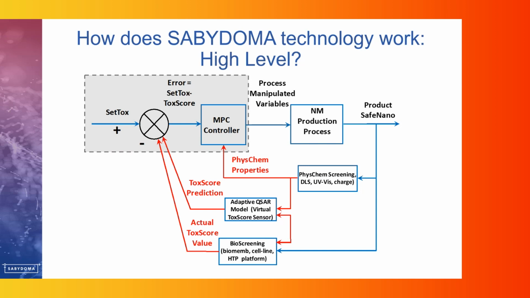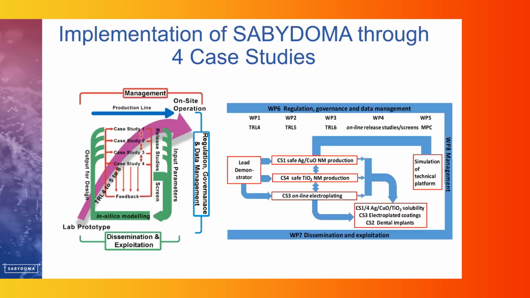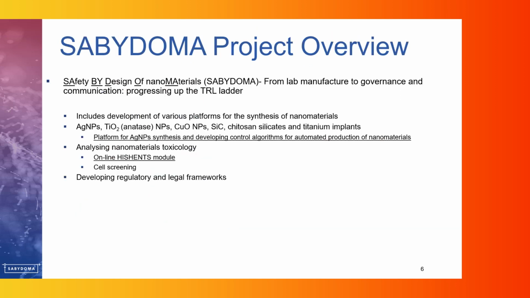So online measurements are something I'm really interested in, but we do a lot of offline measurements, both in terms of toxicity, cell line screening, etc., and detailed characterization of materials. The project had a variety of different test cases. I'm interested in nanomaterials and nanoparticles. So we looked at copper, gold, titania. If we go to the next slide, we've looked at and developed continuous processes for copper oxide, titania.